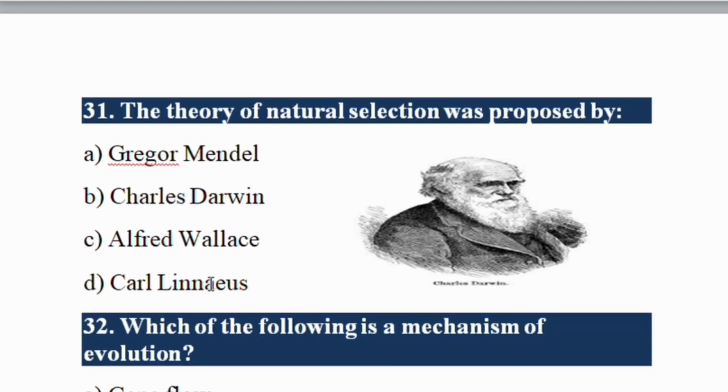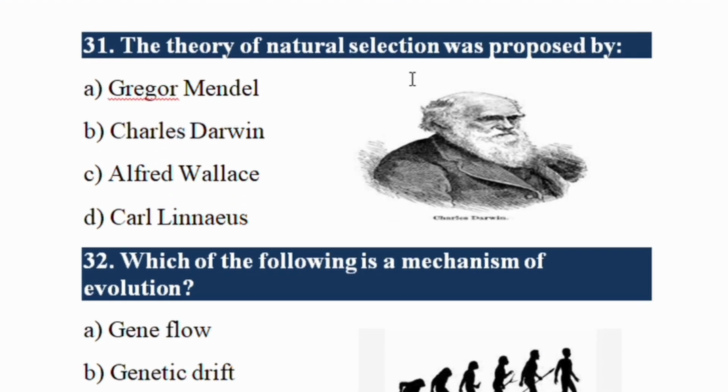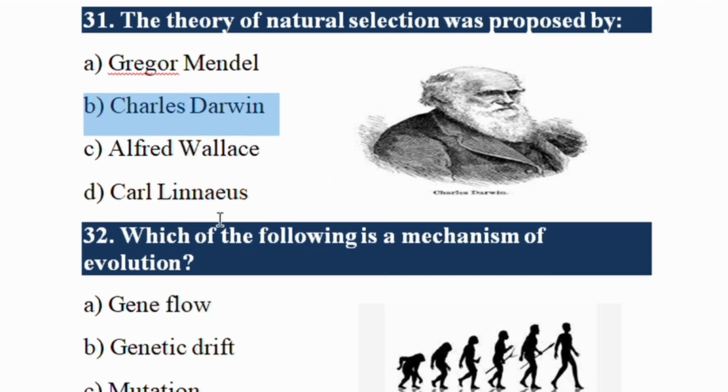Next, the theory of natural selection was proposed by Gregor Mendel, beta, Charles Darwin. Yes, right option is beta, Charles Darwin.